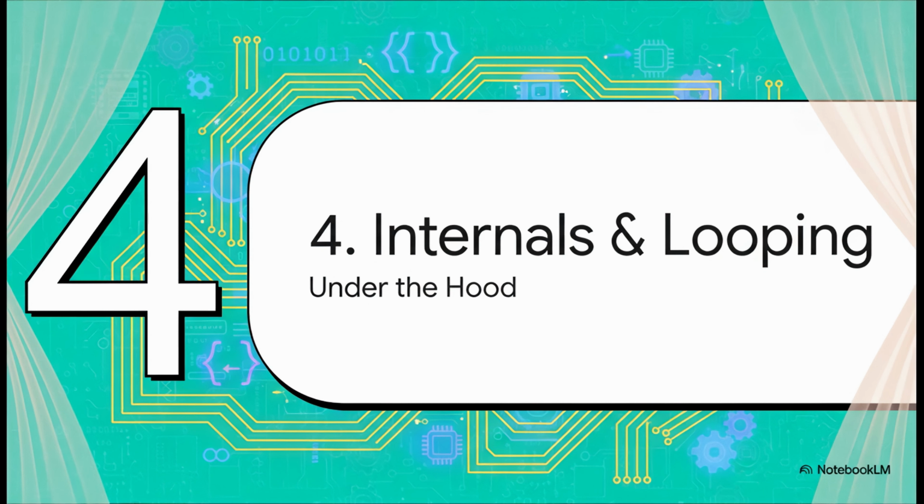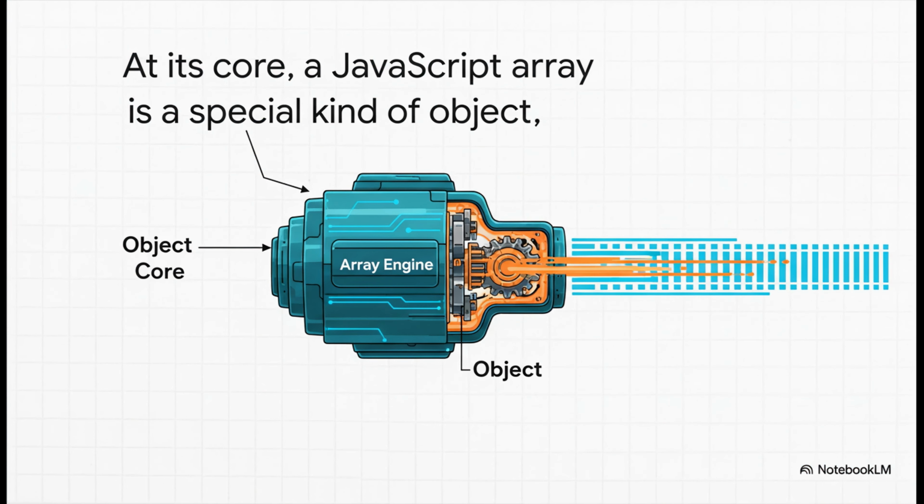Okay, this is where things get really interesting. We know how to use arrays, but to become a real pro, you need to understand what's happening under the hood. How does the JavaScript engine actually handle these things? And what's the best way to loop through them? Let's find out.